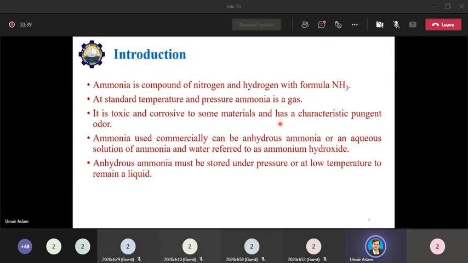And we need to store ammonia gas or ammonium hydroxide under pressure or at low temperature so that it can remain in liquid state. Otherwise, ammonia is a very volatile compound even at normal temperature and pressure. So if we do not keep the temperature low enough or pressure high enough, then this liquid ammonia will easily convert into gaseous ammonia. And in terms of control, it is difficult to control gases and it is easier to control liquids.